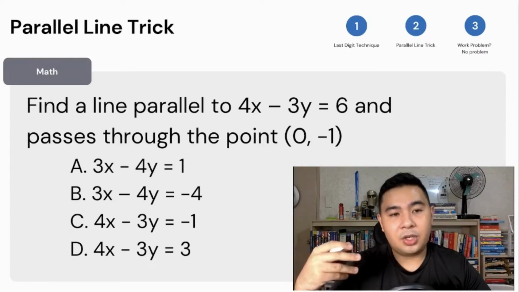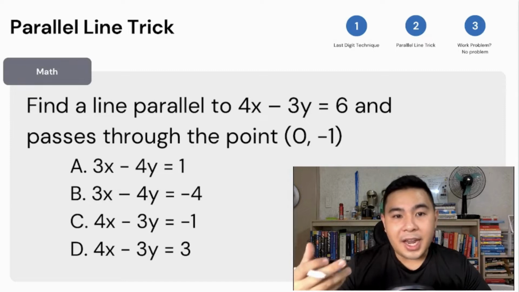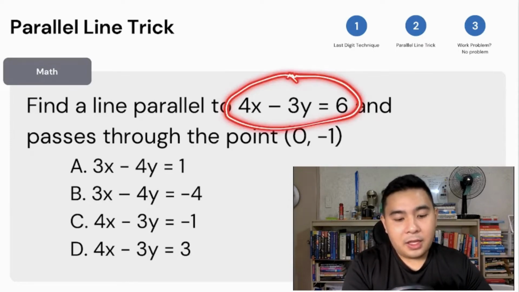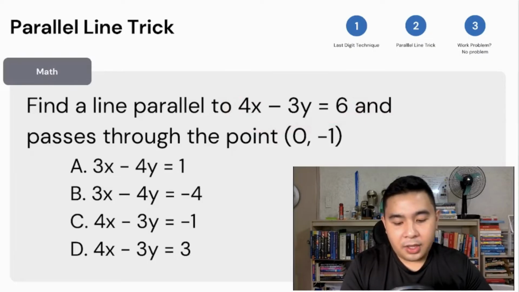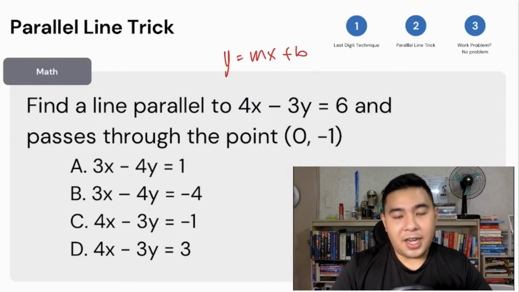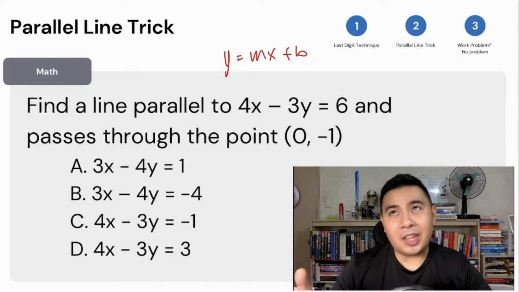This is a question on finding a line parallel to 4x minus 3y equals 6 that passes through the point (0, -1). The problem with this kind of question is that it's written in standard form. You might be more familiar with y equals mx plus b, which is the slope-intercept form of the line. And this is usually how you would attack this problem, but that would also take a minute or two.